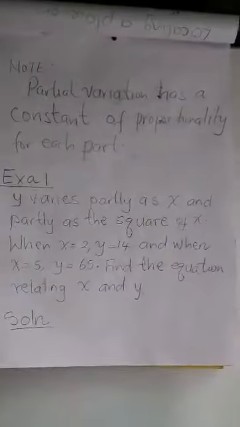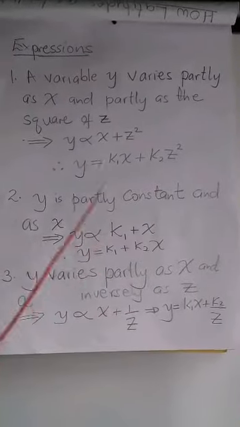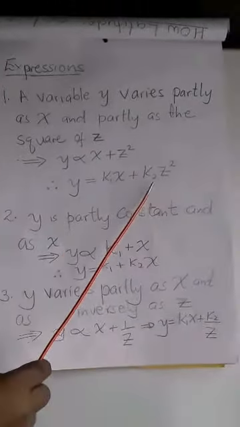Alright, so note, partial variation has a constant of proportionality for each part. Each part, that's what I have said here. Each part has a constant. Like this one has its own constant, and this one has its own constant. Each is split, or each part.